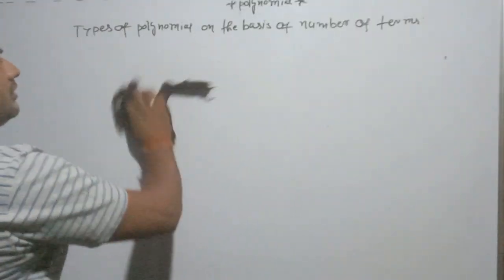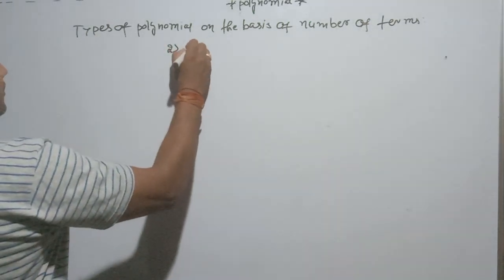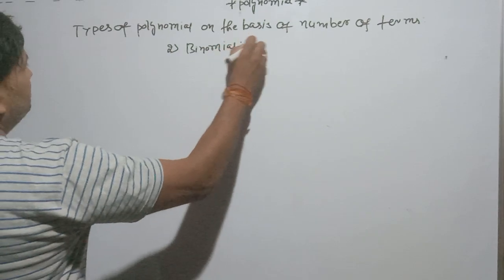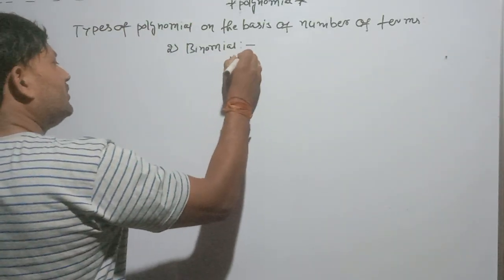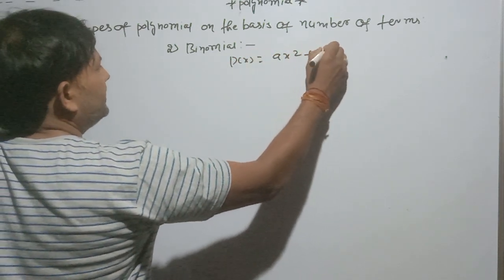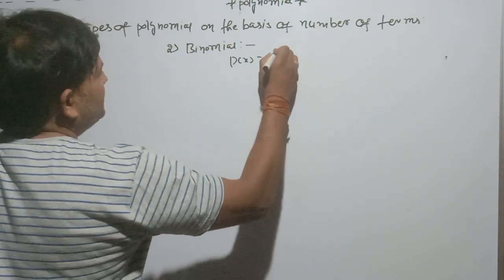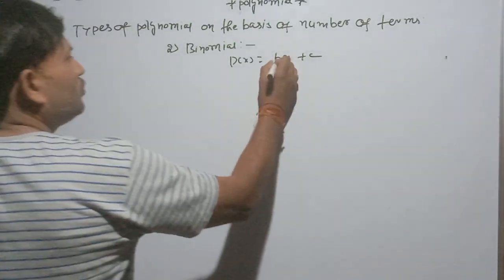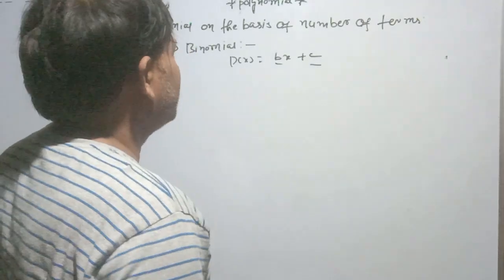Next, binomial. Second type of polynomial, binomial. If I take the example of p(x) = ax square plus bx plus c, you can see that two terms are given. How many terms are given? Two terms are given.